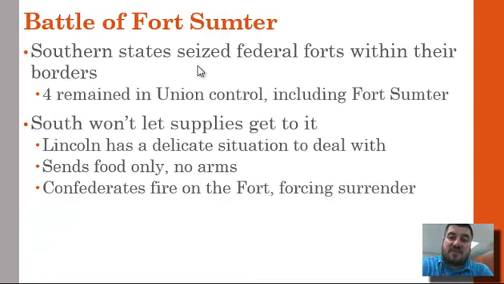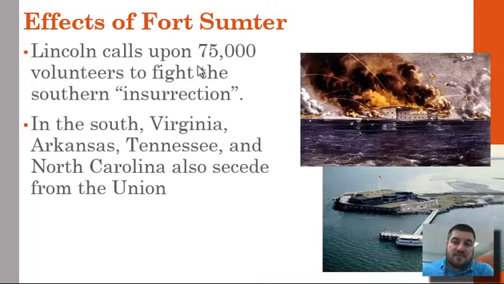But the South does start it because they start seizing Union forts within their borders. And 4 remain in Union control, including Fort Sumter in South Carolina. And the South begin a siege. They won't let supplies get to it. So Lincoln has a delicate situation to deal with. He needs to get food, but if he sends food, they're going to attack, and then he has no choice but to begin a war. So he says that he's going to send food only and no arms to the fort, but the Confederates fire on the fort at that point, forcing its surrender, and Lincoln declares war.